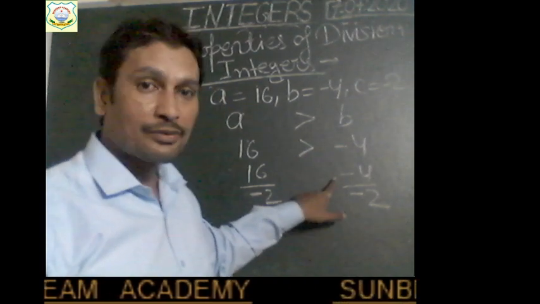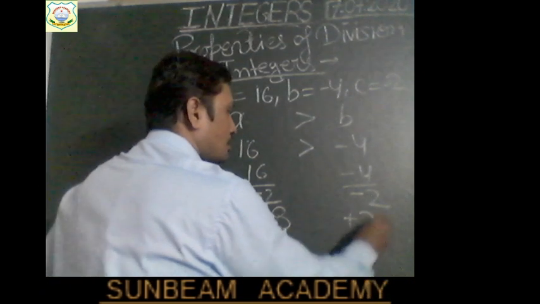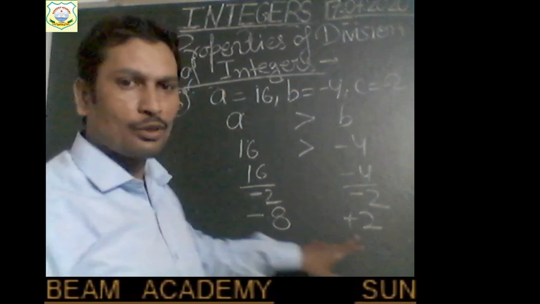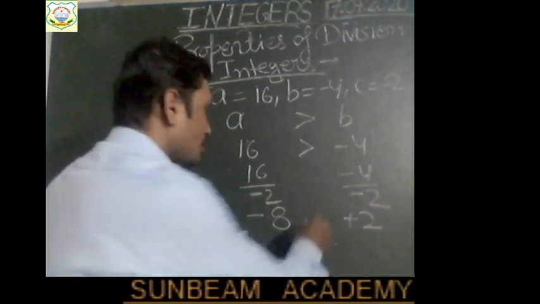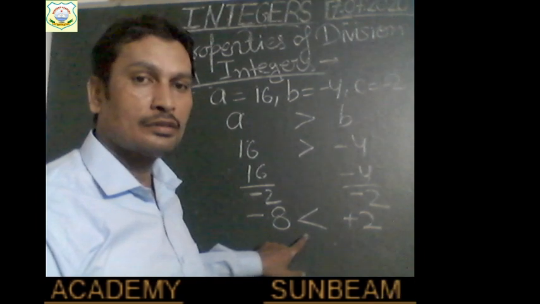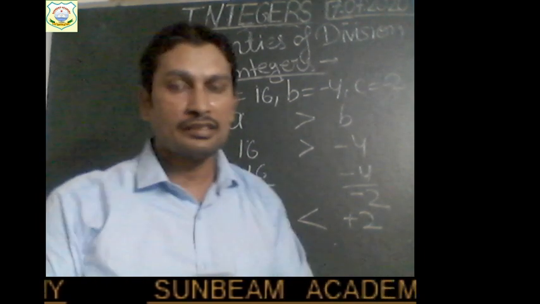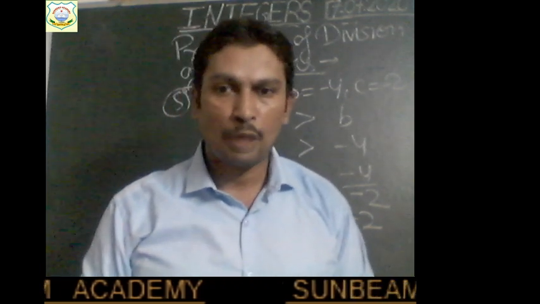Here minus 4 is divided by minus 2. So minus minus plus, 4 divided by 2 is 2. Now you can see, children, plus 2 is greater than minus 8. So this greater than sign has converted into less than sign, right? So case is reversed. So this was the fifth property, children.